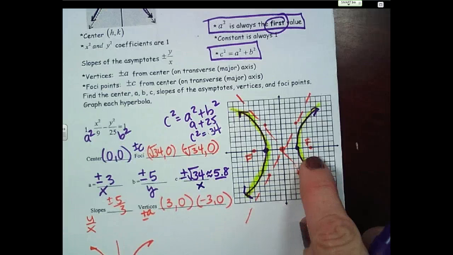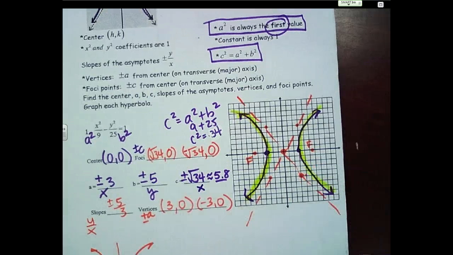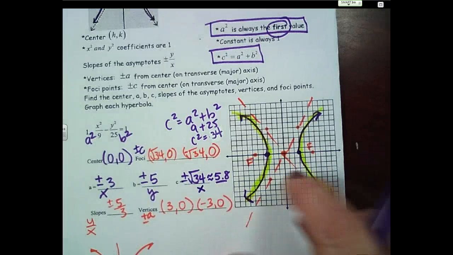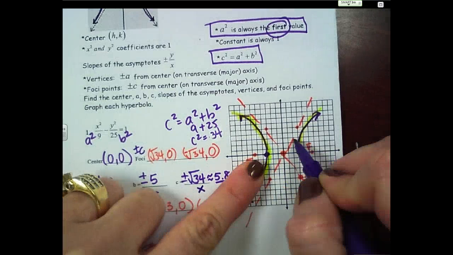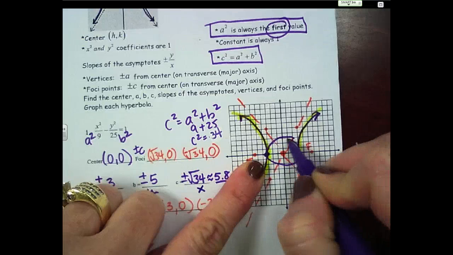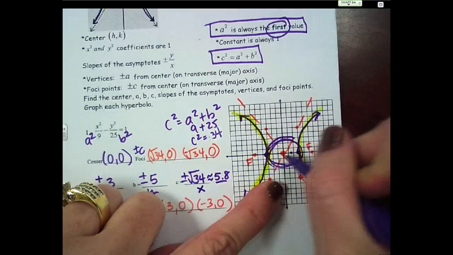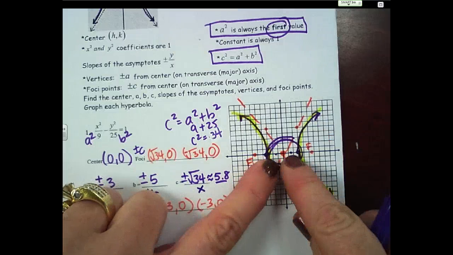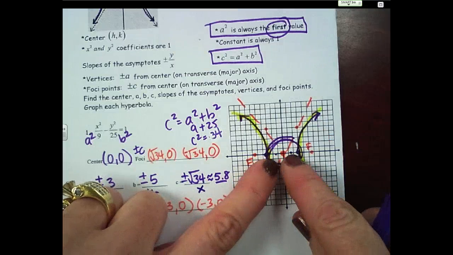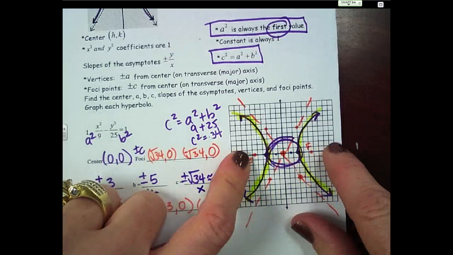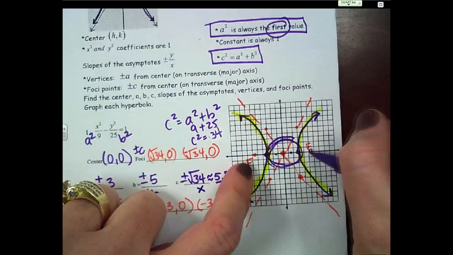She asked, what does the foci have to do with anything? That's a good question. Let me explain something. If this were an ellipse, my foci would be here, and a string would make it work. But if I slide those foci outside of my endpoints, now I'm here.